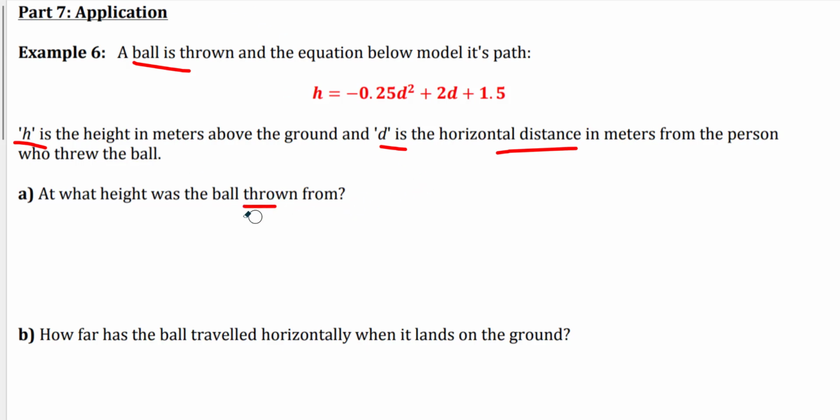So let's think about this. Initially, they're asking for height, so we don't know height. But we do know the distance from the person who threw the ball. So if I have a person and they've got a nice ball in their hands and they're going to chuck it away from them, in the very beginning moment when they're holding the ball, how many meters is the ball from the person? If they're holding the ball, I want an answer to this.